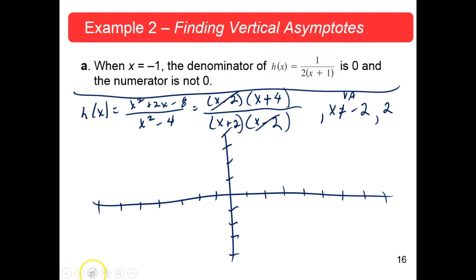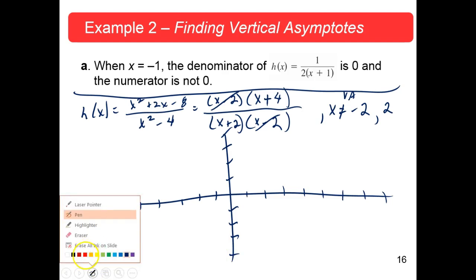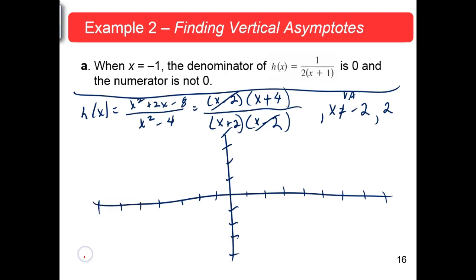How do we place things here? If you were asked to graph that, which you might be at some point, I can't get my red ink to come on. There we go. So where's your vertical asymptote? X cannot equal negative 2. So I like to draw vertical asymptotes in red.